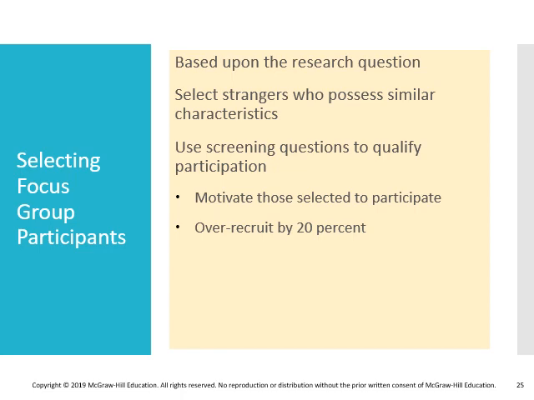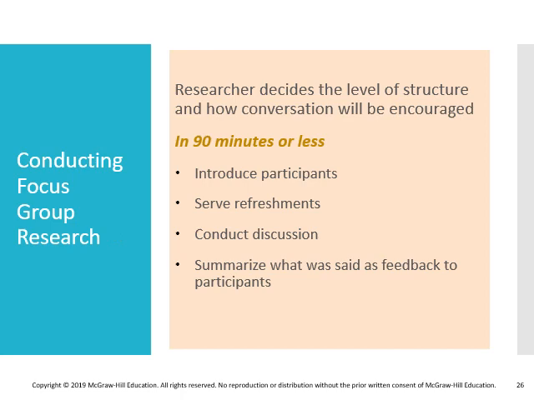Over here we see the second dot point, over recruit by 20%. I've already talked about it in the previous slide. If you over recruit by about 20%, you typically can hit the number that you are trying to get. Conducting a focus group typically takes about 90 minutes. Two slides ago we saw it was 60 to 90 minutes. That's typically the range.